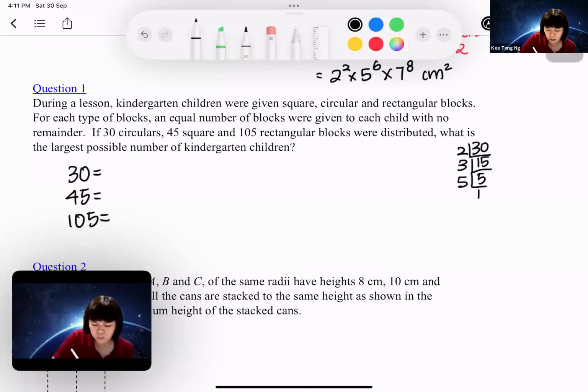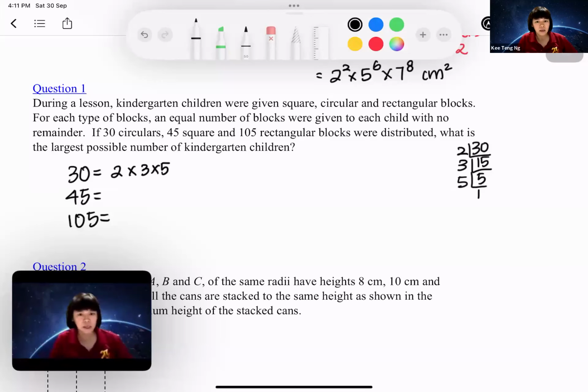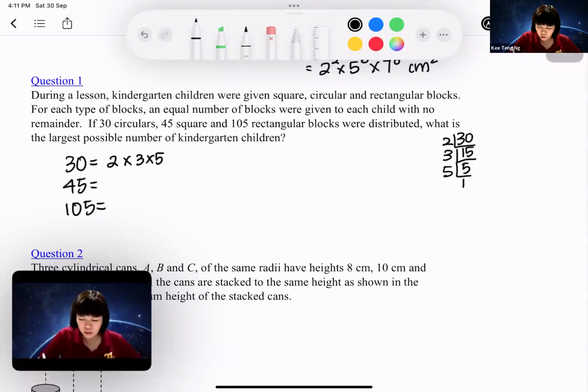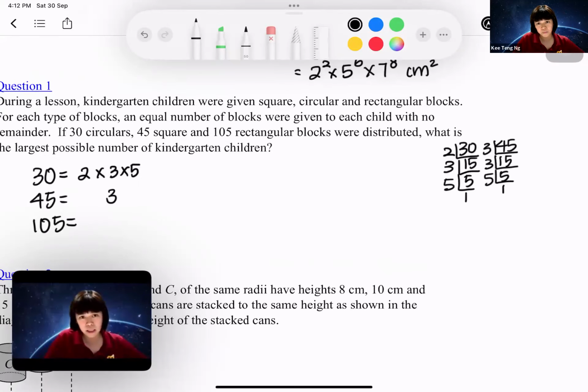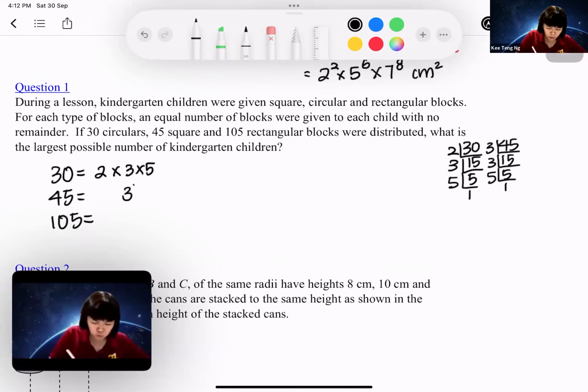So 30 is split up into 2 times 3 times 5. Okay, can y'all do so similarly for 45? What do you get? 45 cannot divide by 2, so 45 must divide by, what's the next prime factor? I'll divide by 3 to get 15, divide by 3 to get 5, divide by 5 to get 1. So 45 is 3 to the power of how many? 3 to the power of 2, right?